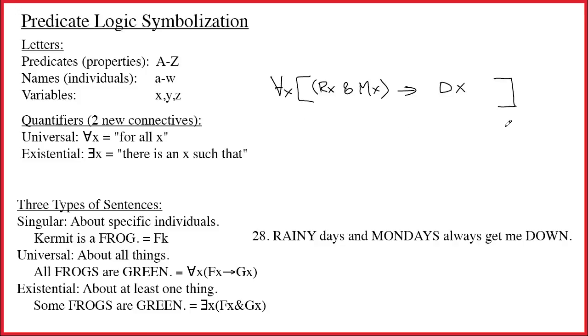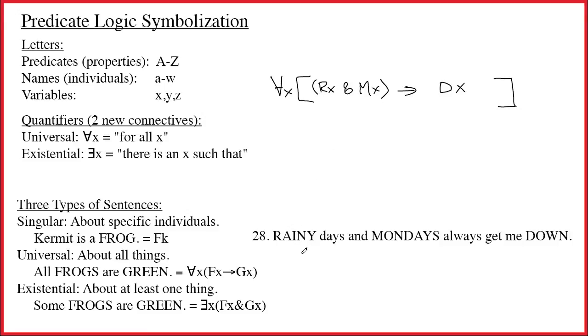But it turns out, as simple and obvious as this looks, there's actually a mistake here. And the mistake is this ampersand. Think about what this sentence means that we just symbolized. For all x, if x is rainy and x is a Monday, then x gets me down. But the sentence says rainy days and Mondays get me down. What's the difference? Well, it turns out that what this sentence is actually saying is that rainy Mondays get me down. It's days that have both of these properties. But that's not what we want to say.